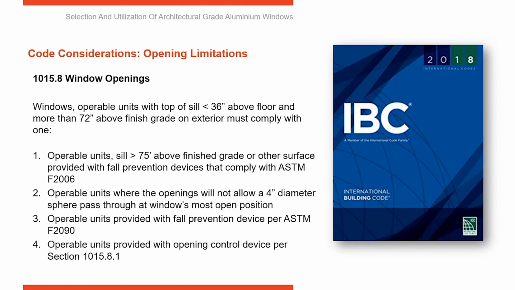IBC says, kind of to summarize it, that when the window opens up, it has to be limited so that a 4-inch diameter spear can't be pushed through any place along the opening of the window. So your hardware has to limit the opening for life safety purposes that a 4-inch spear can't pass through the opening of the window. So that's very common across all windows. And when you're using multifamily projects, they all have limiting of some type.